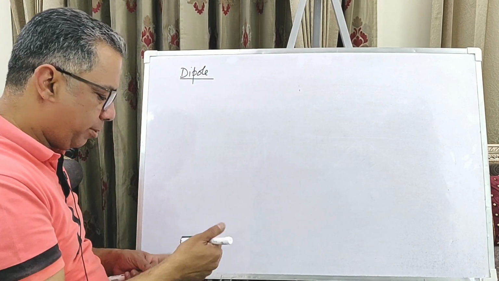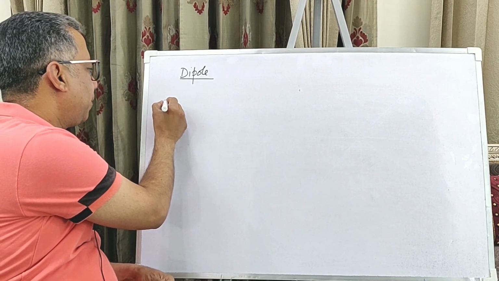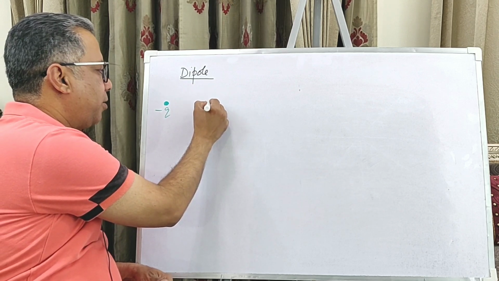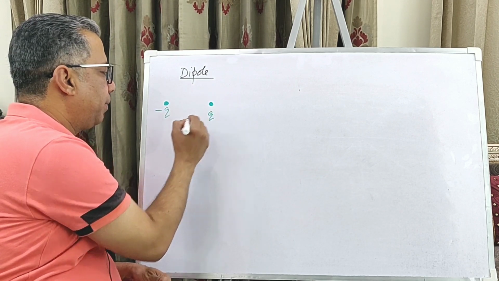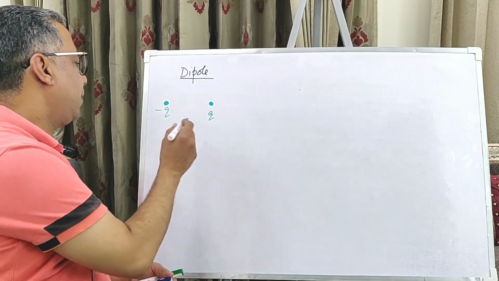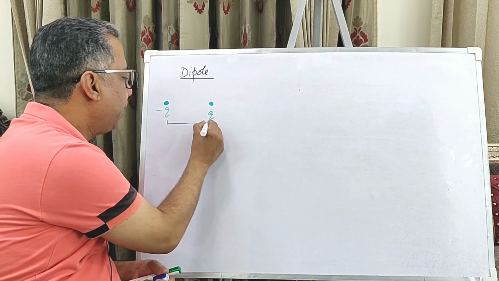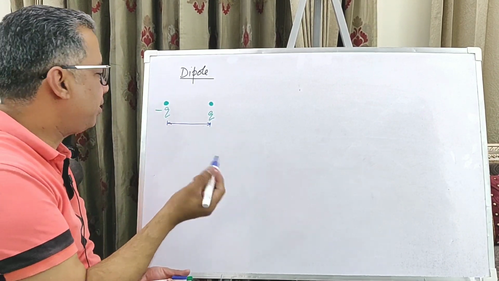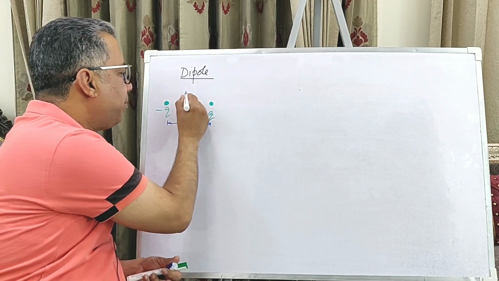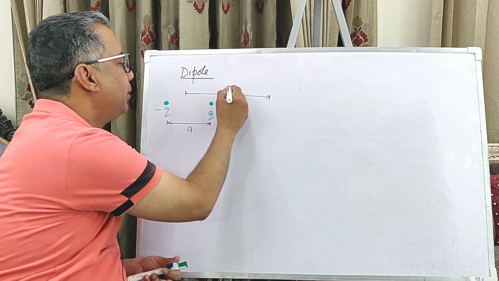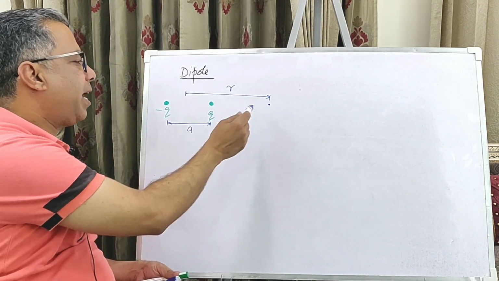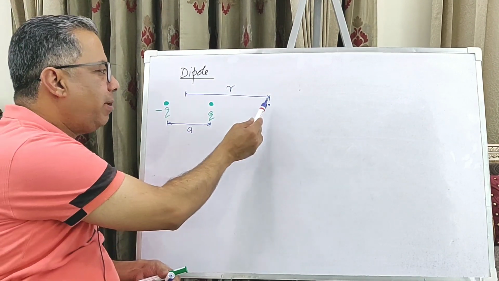So think of a dipole, it carries a charge minus Q, and has a charge plus Q. The distance between them is A, so the dipole moment would be Q times A. At a distance R from the midpoint of the dipole, we have this point here, and we are interested in calculating the potential here.